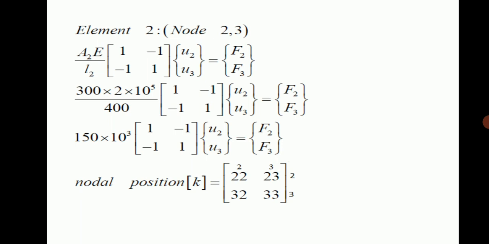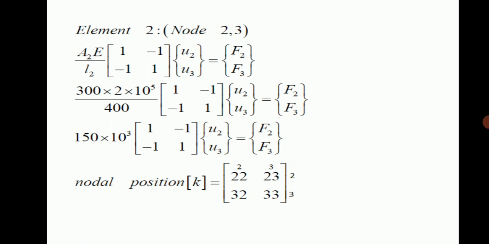So we substitute the values. The area of the second element is also 300, the Young's modulus is 2 into 10 power 5, and the length of the second element is 400. In this case also the stiffness matrix we will get as 22, 23, 32, 33. We put the nodal points on the upper and right of the matrix, that is 2, 3, 2, 3.